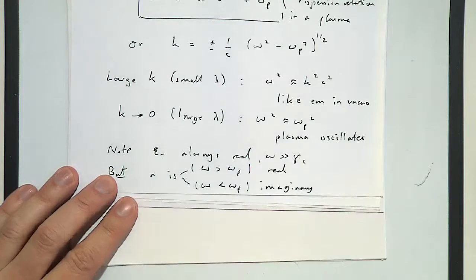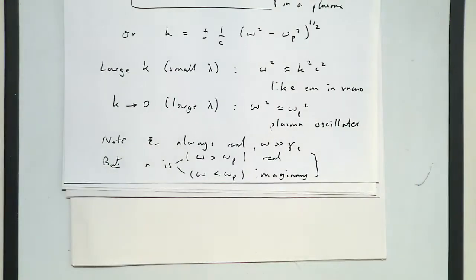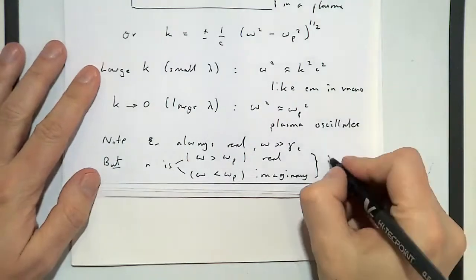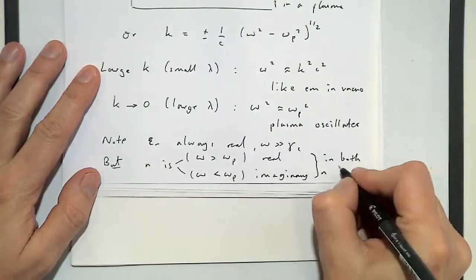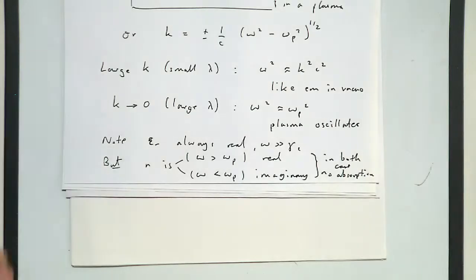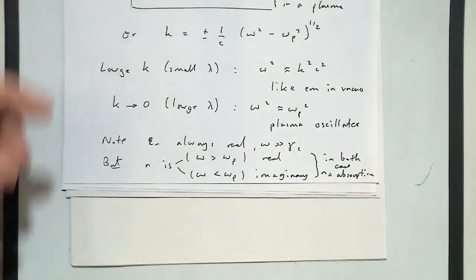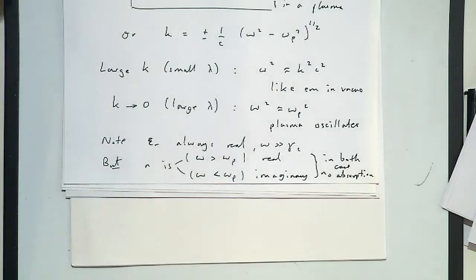Okay? So the top case is easy to fathom, isn't it? That's real. The wave can propagate through the plasma and there's no absorption. If it's imaginary, well, there's no process of absorption. In both cases, there's no absorption. So what's happening in the imaginary case? Sorry, I've run out of space on the paper there, haven't I? Well, there must be reflection.